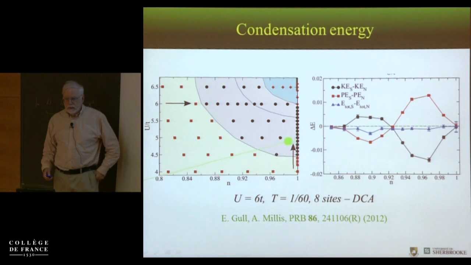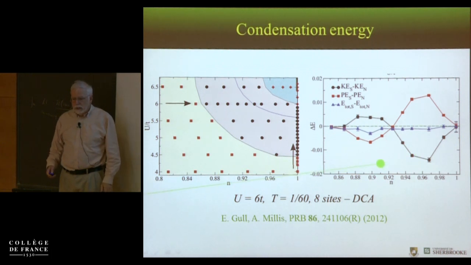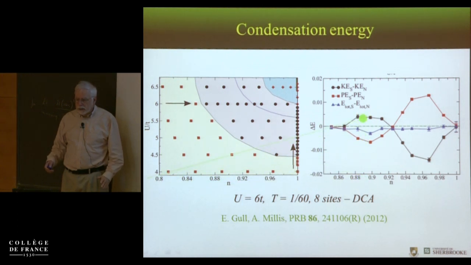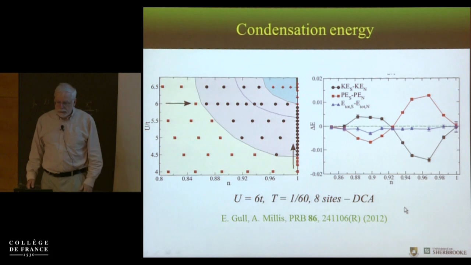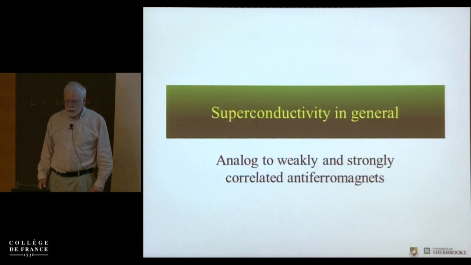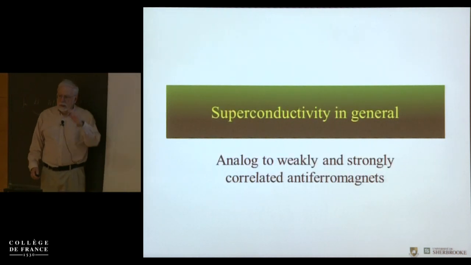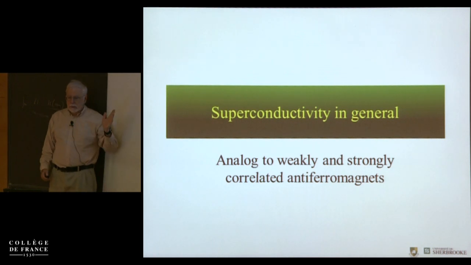And if you look at more recent calculations of Gull and Millis, I won't go through the details, but it's the same results. So in the overdoped region, the gain in the condensation energy comes from potential energy. In the underdoped region, it comes from kinetic energy. So what is the glue in this problem?